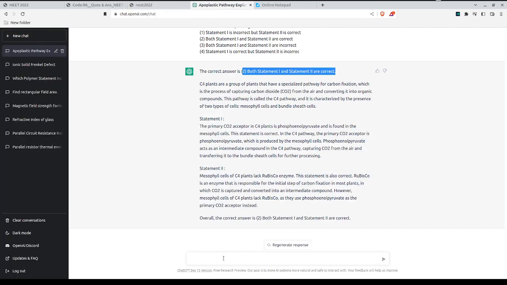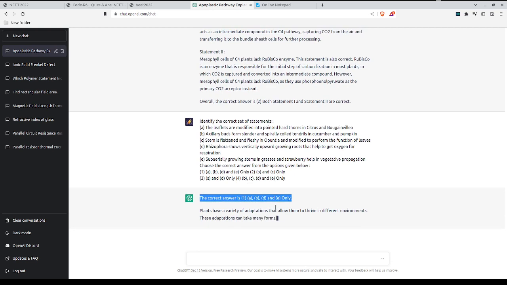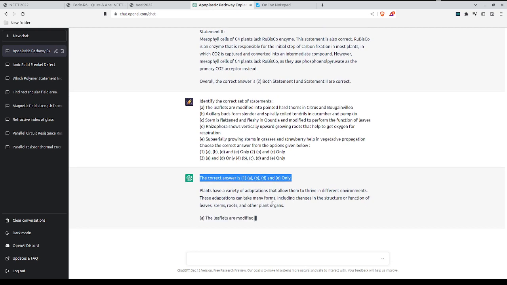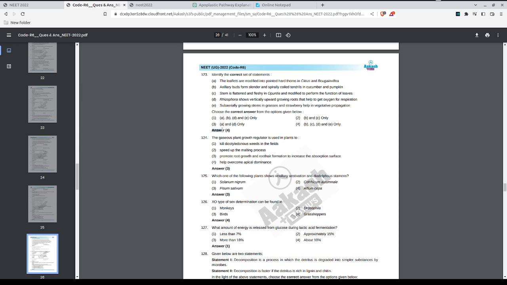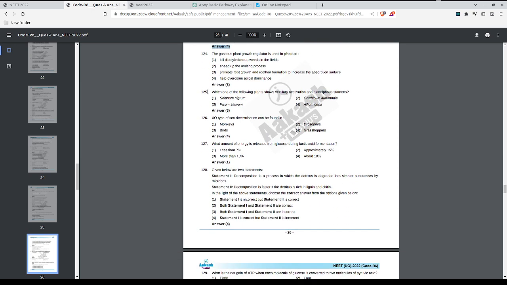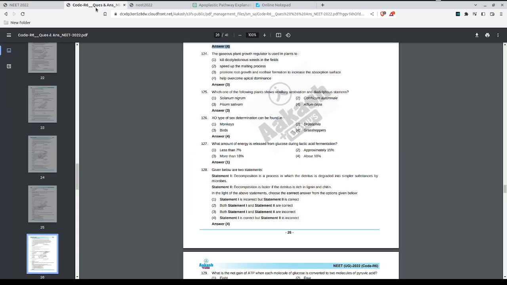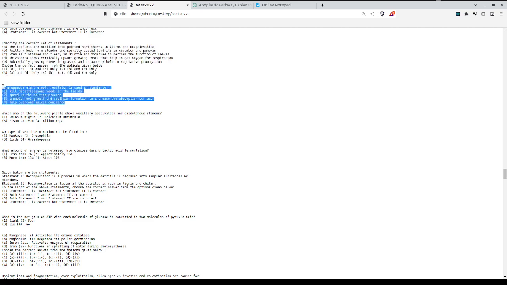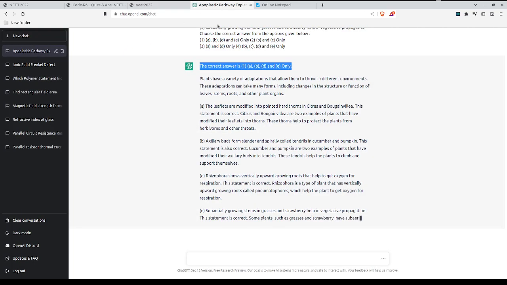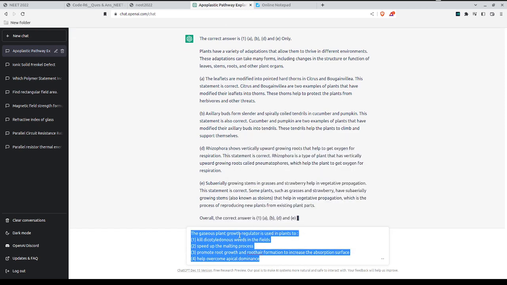Identify the correct set of statements. A. The leaflets are modified into pointed hard thorns in citrus and bougainvillea. B. Axillary buds form slender and spirally coiled tendrils in cucumber and pumpkin. C. Stem is flattened and fleshy in Opuntia and modified to perform the function of leaves. D. Rhizophora shows vertically upward growing roots that help to get oxygen for respiration. E. Subaerially growing stems in grasses and strawberry help in vegetative propagation. Choose the correct answer from the options given below.